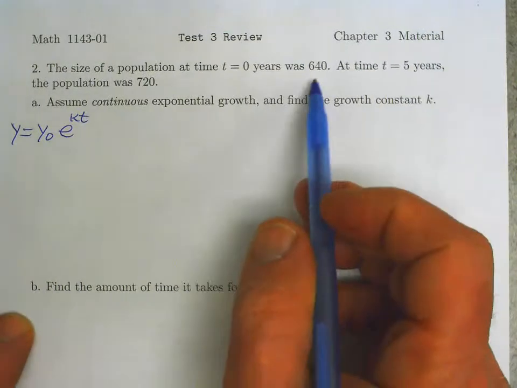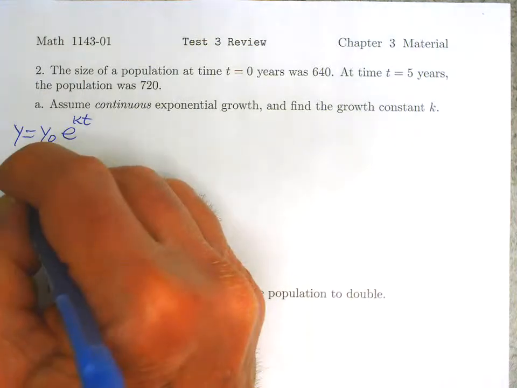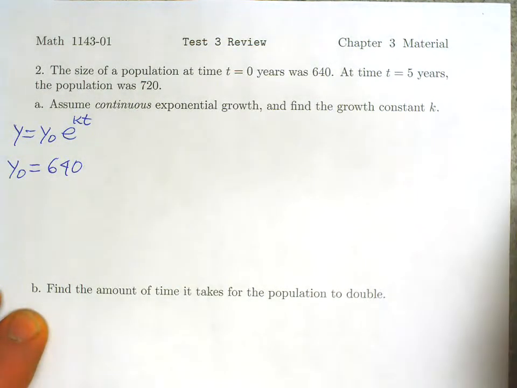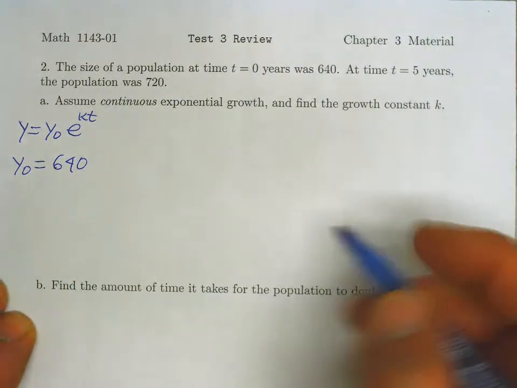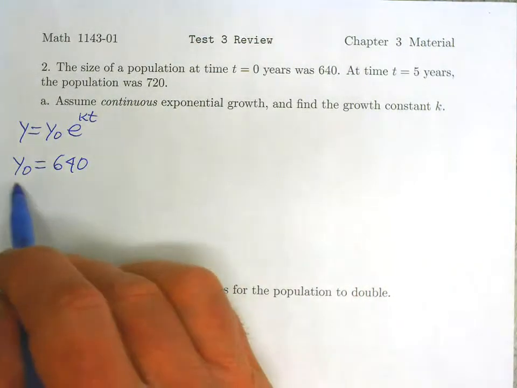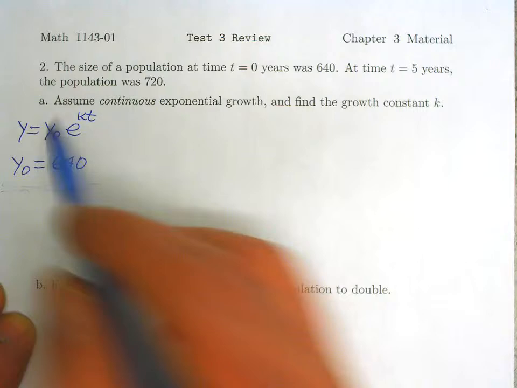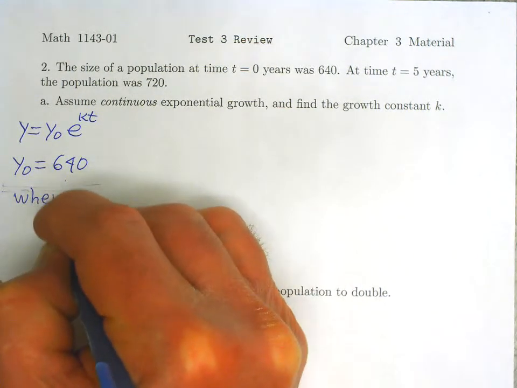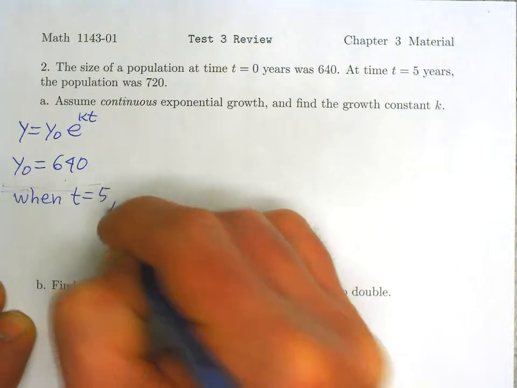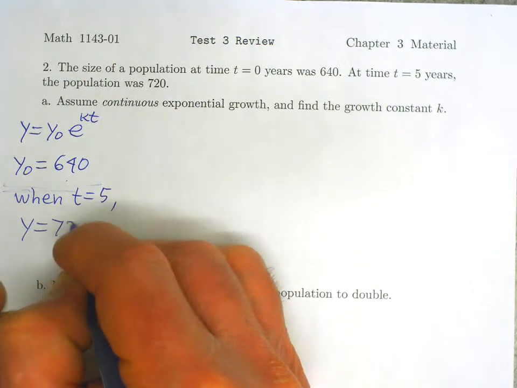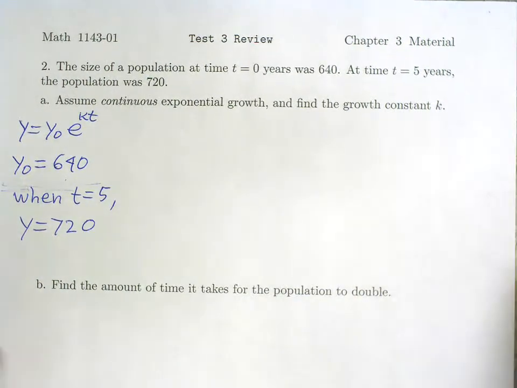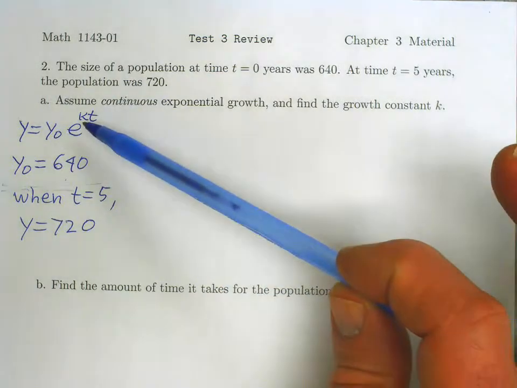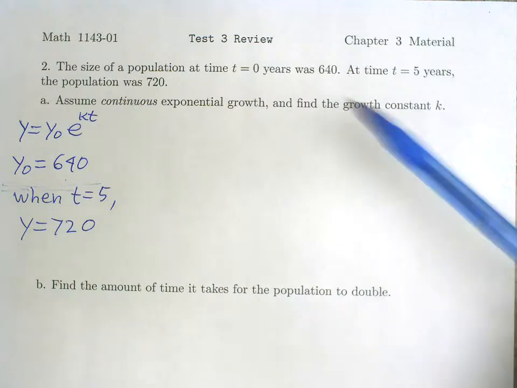Okay, so the initial population is 640, so y sub 0 is equal to 640. Y sub 0, that's the initial quantity. Then we're told that when t is 5, the population y is 720. So we'll use that information to determine what the continuous growth constant k is, or just the growth constant k.